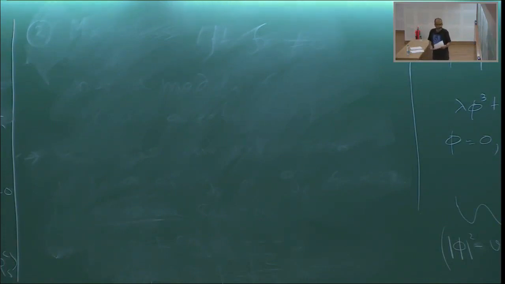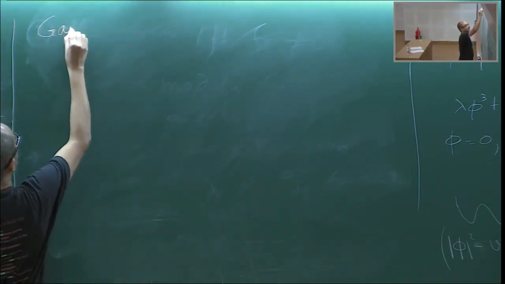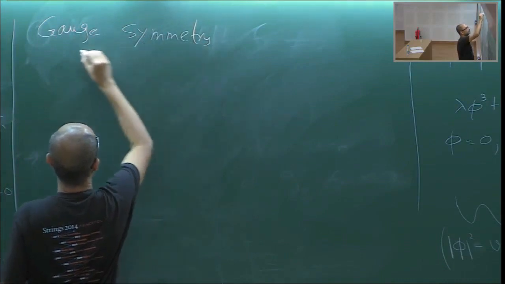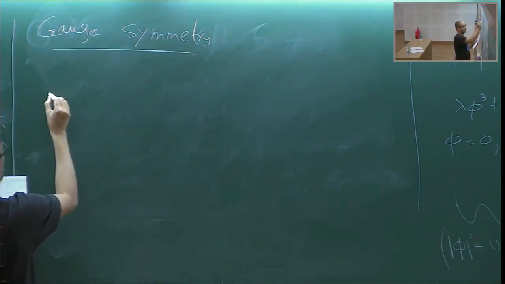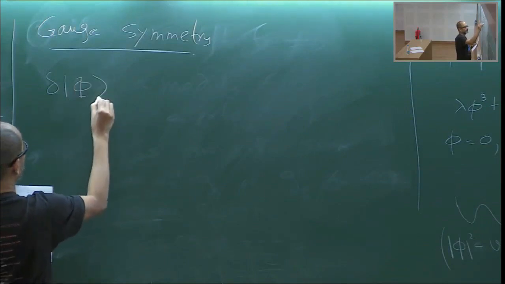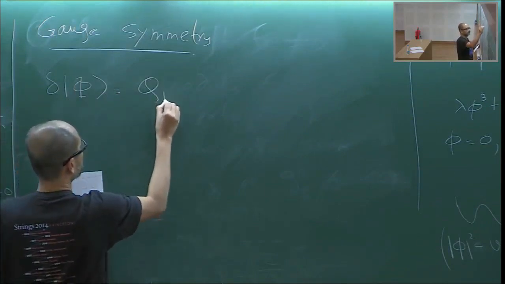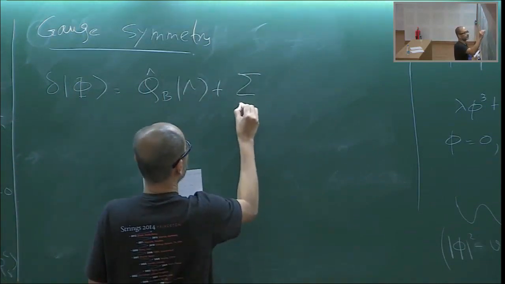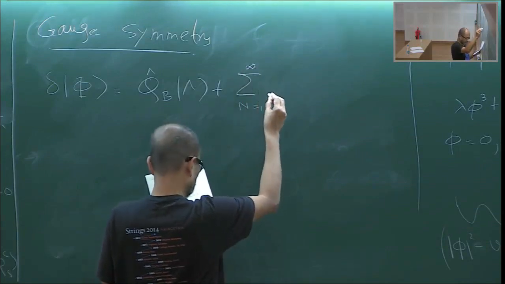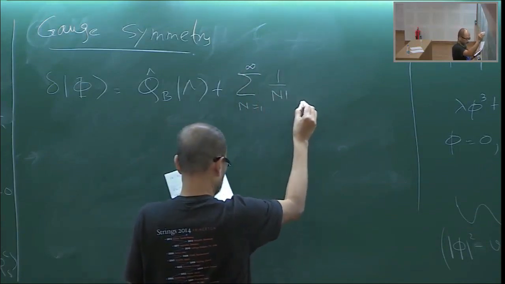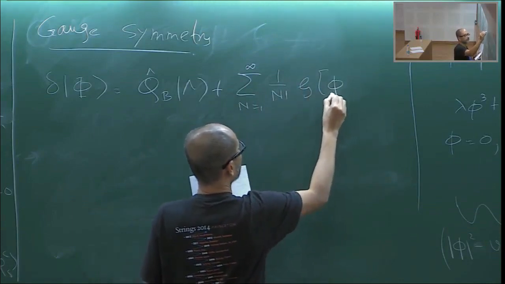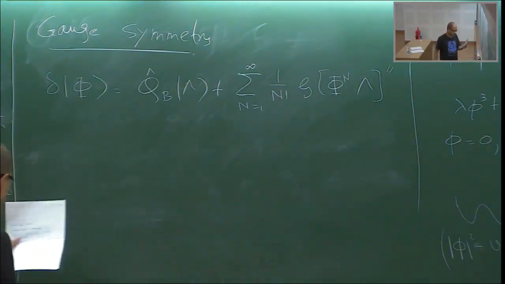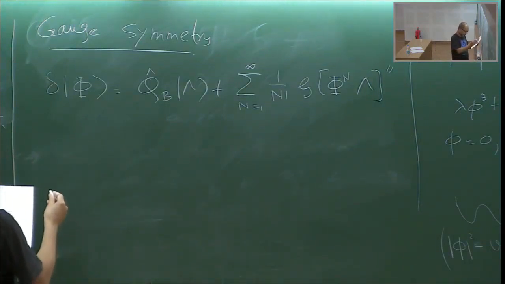Equivalently, I can say that there is gauge symmetry. So the gauge symmetry takes the following form: delta phi, maybe I should have defined that. Okay, I'll do that.